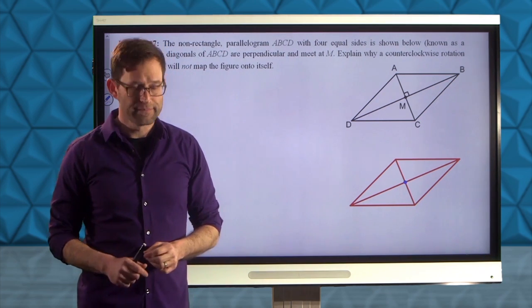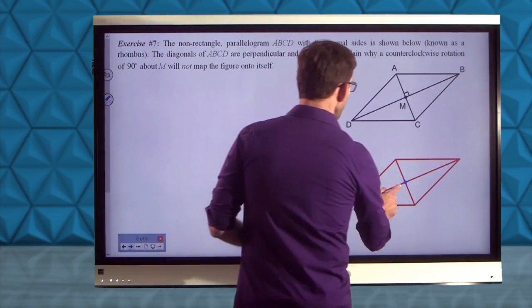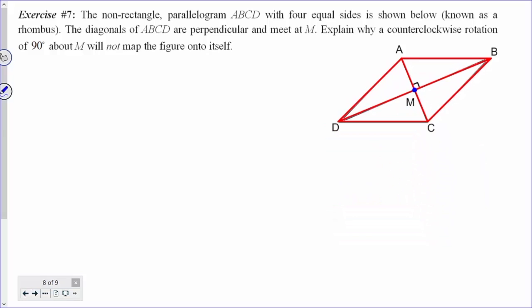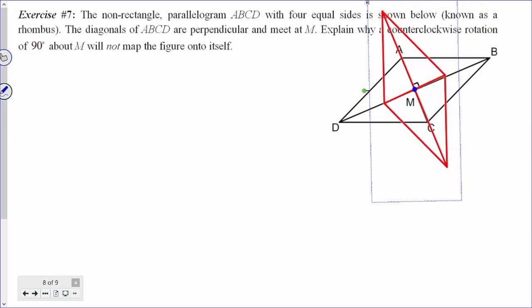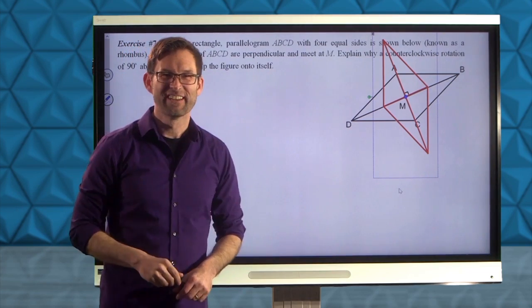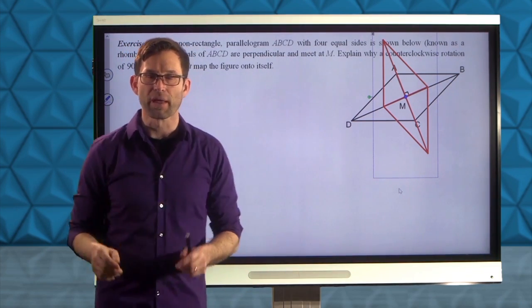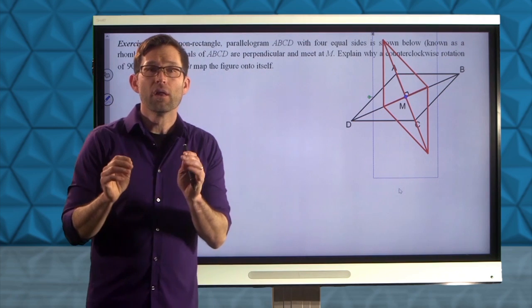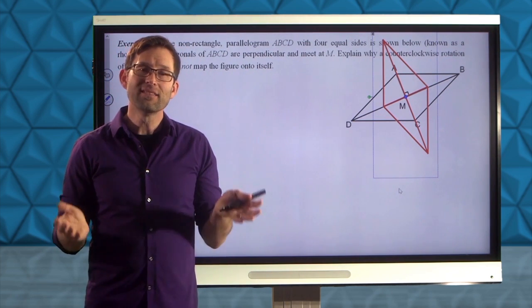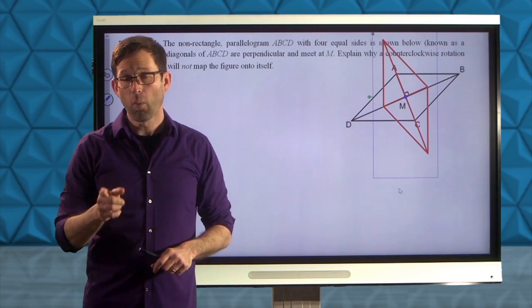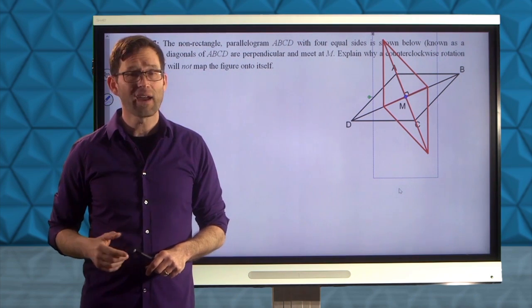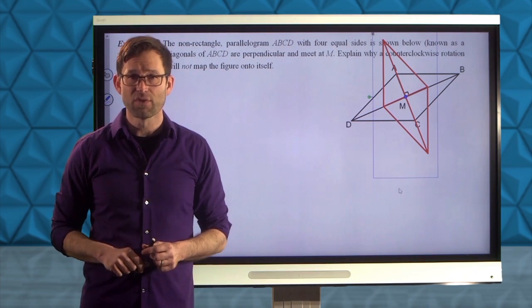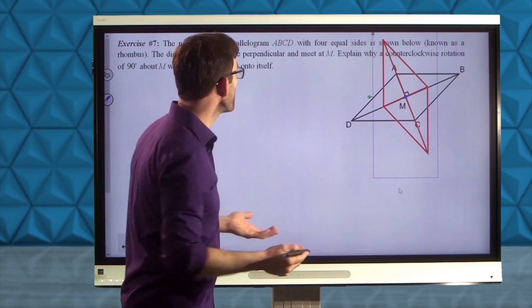All right, let's talk about it, okay? And you can really, really see this with tracing paper. If I've put my tracing paper up there and I rotate this by 90 degrees, look what happens. Cool picture. You know, it's like one of those ninja throwing stars or something. Not the point. The point here is that obviously it didn't carry the figure onto itself. A 180 degree rotation would have, but this 90 degree rotation again doesn't get the job done. And the explanation is pretty simple.